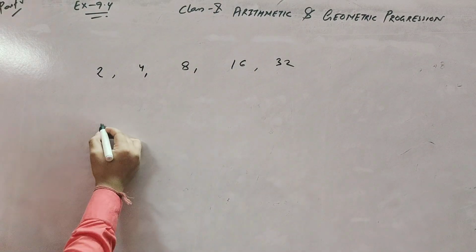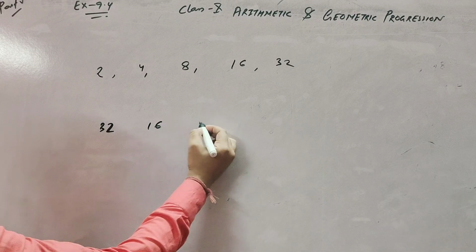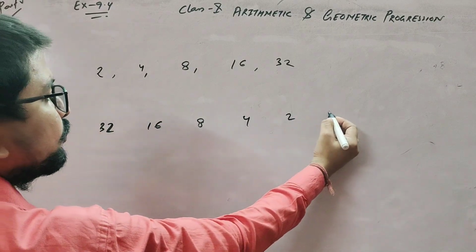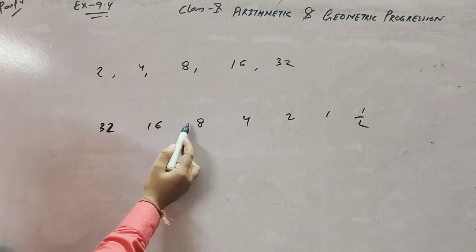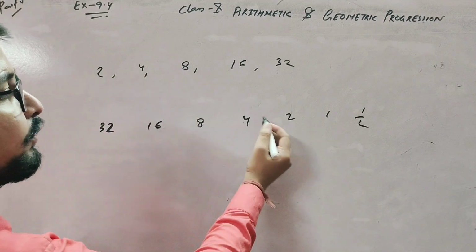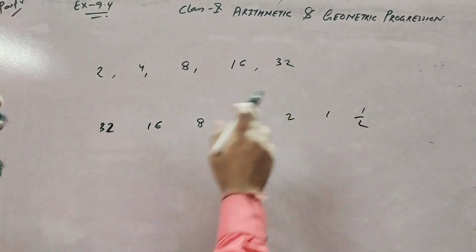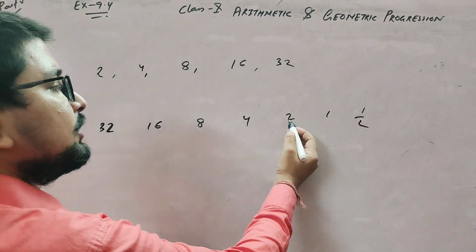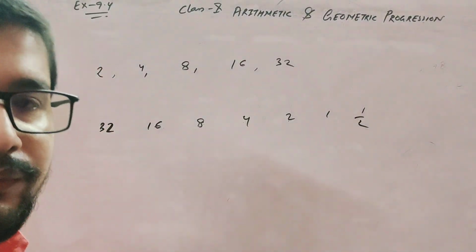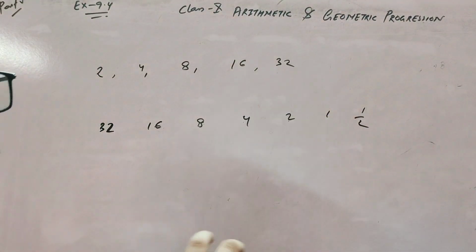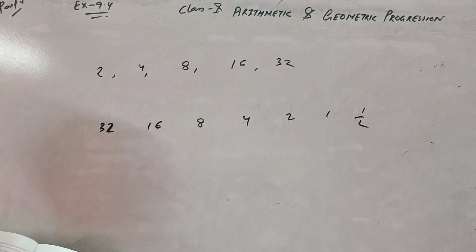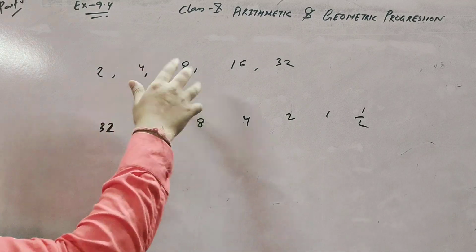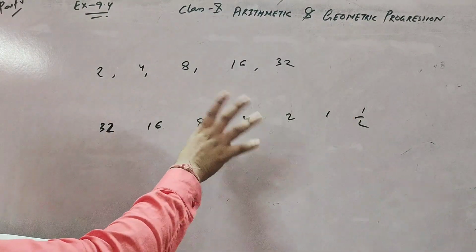Again you see another thing, 32, 16, 8, 4, 2, 1, 1 by 2. That means 32 divided by 2 is 16, 16 divided by 2 is 8, 8 divided by 2 is 4, 4 divided by 2 is 2. Clear? 2 divided by 2 is 1, 1 divided by 2 is 1 and a half. Okay, so in this manner all numbers are multiplied by 2 in one series and all numbers are divided by 2 in the other. So this is called geometric progression. In this progression the number gets increased by multiplying or decreased by dividing.